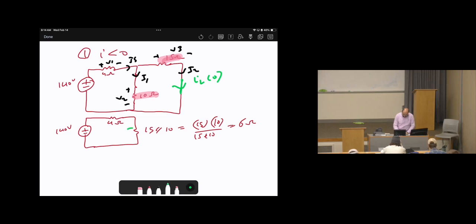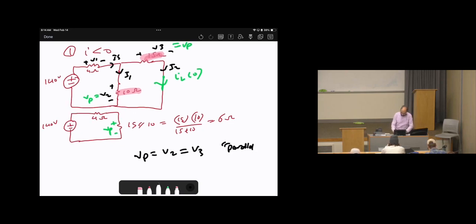Now, as we know, in parallel, they are sharing the same voltage. So I will say like VP. Then we will say V2, which is the same as VP, V3 equal the same as VP. So VP equals V2 equals V3 because they are in parallel. Okay, do you agree with me on this?